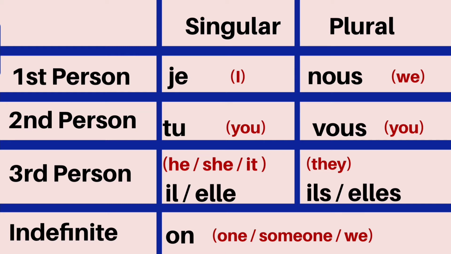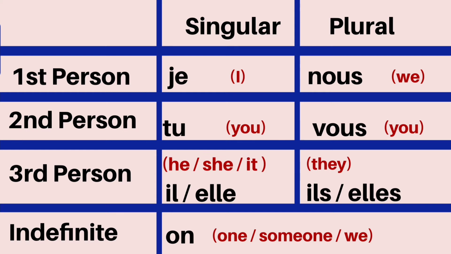So ils means masculine plural they. If we are talking about, say for example, if we have all the boys in a group, we say ils. If there are all the girls, we say elles, which is feminine plural.